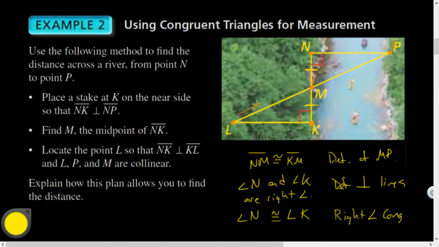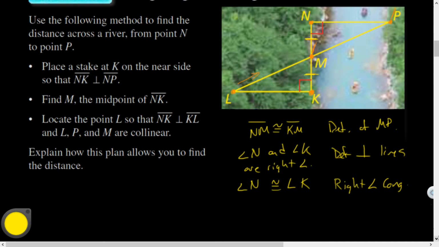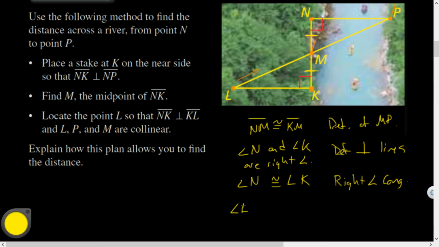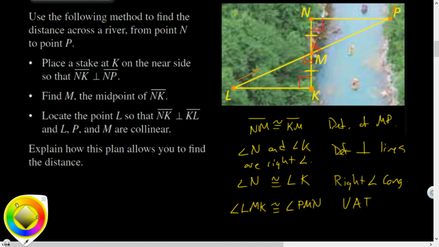And what else do I know? Oh, vertical angles. Who are the verts? Angle LMK and angle PMN, by the vertical angles theorem. So those are congruent to each other. I'll label them with red. It'll show up. Ooh, sweet. And I think these triangles are congruent. You guys think so? Let's do the same naming convention as before. So triangle LMK is going to be congruent to triangle PMN.